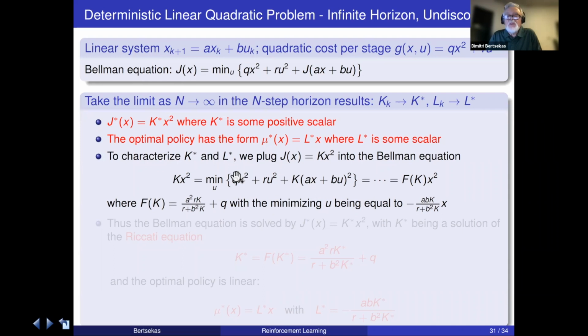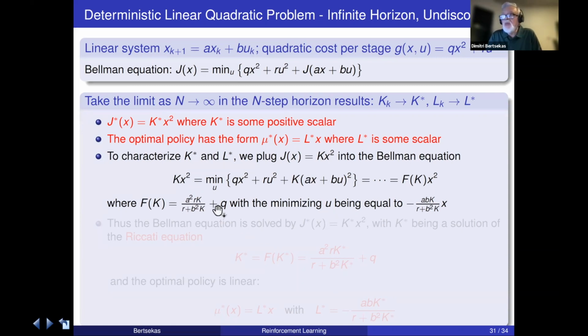in the sense that this minimization involves a quadratic in u. So this can be done in closed form. In fact, the same calculation I gave earlier for linear quadratic problems. And after you do all the calculations here, take the derivative of this, set it to 0, plug in, and so on and so forth, this minimization is equal to a quadratic expression involving this scalar that depends on K, F of K, given by this formula.